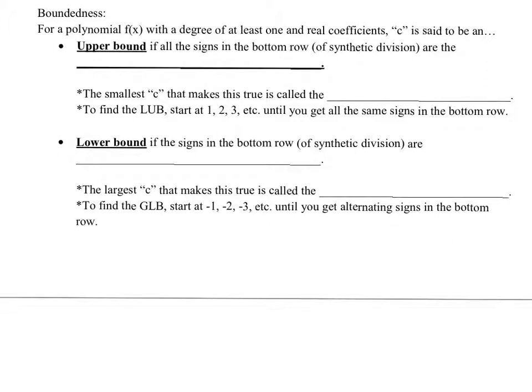Now we are trying to determine boundedness. We don't have a graph in front of us. This is a tip that we use to help us when we are doing synthetic division and we are trying to find if a value is too big and we should turn around, or too small and we should turn back the other way. The way that we can determine if a value is an upper bound is if all the signs in the bottom row of synthetic division are the same sign.